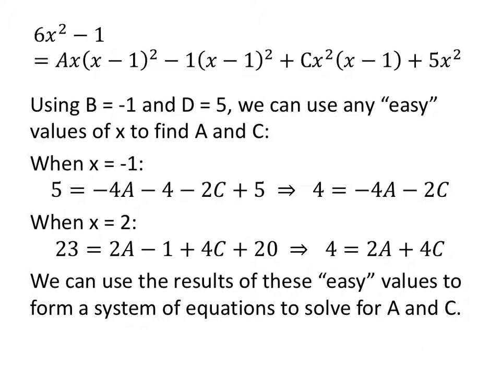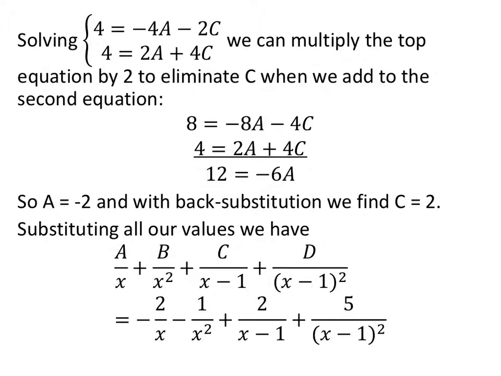Now we can use the results of these, quote, easy values to form a system of equations and find values for A and C. So solving the system of equations, I'm going to multiply the top equation by 2 to eliminate C.